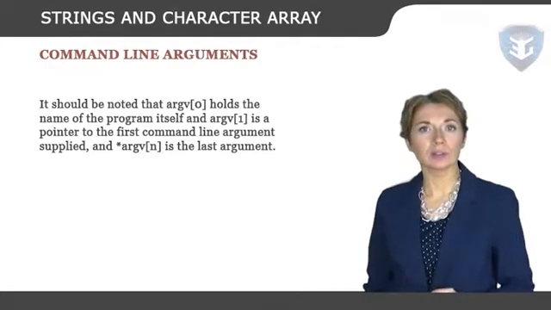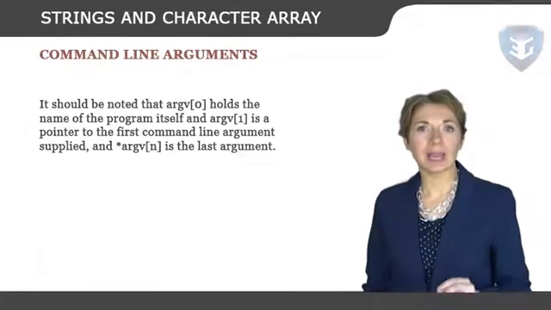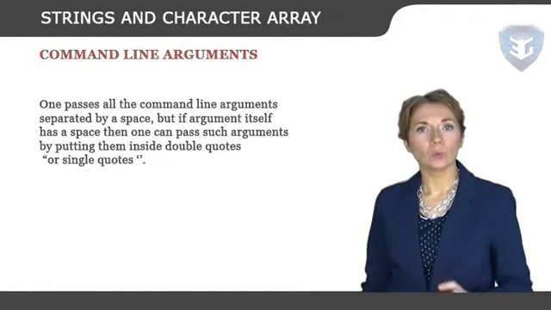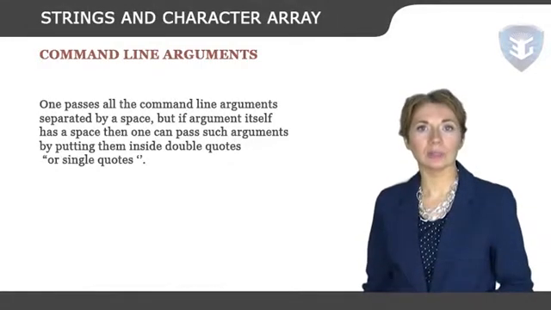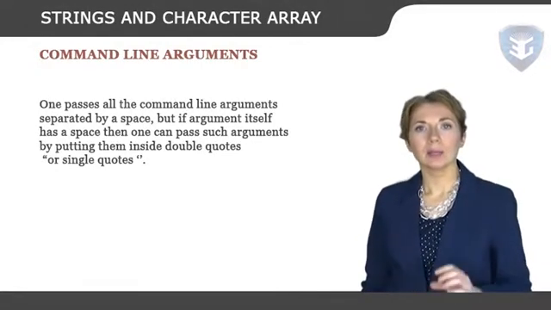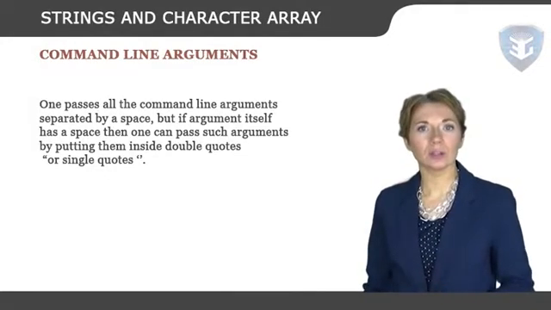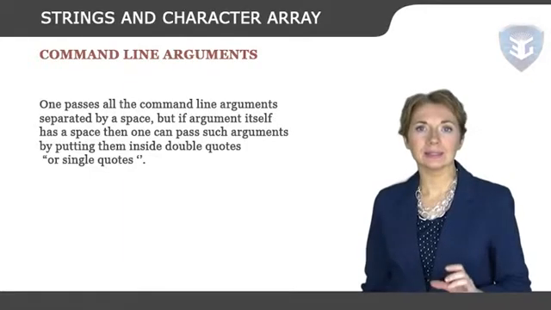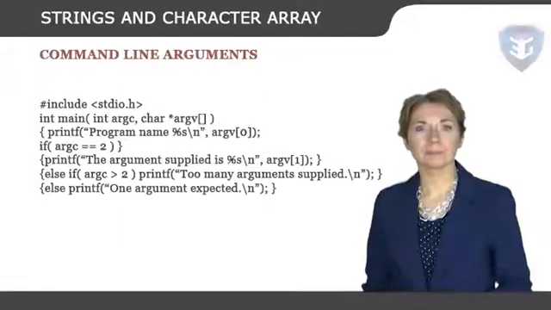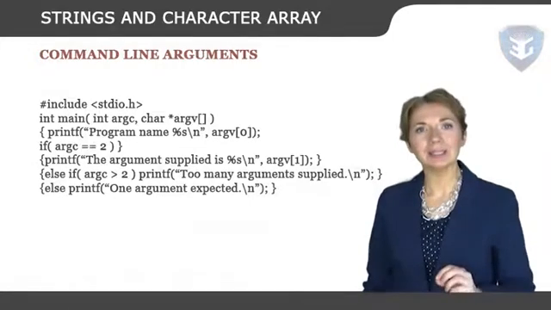If no arguments are supplied, argc will be 1. Otherwise, if one passes 1 argument, then argc is set at 2. One passes all the command line arguments separated by a space. But if the argument itself has a space, then one can pass such arguments by putting them inside double quotes or single quotes. Let's look at the example once again, where one will print the program name and also pass a command line argument by putting it inside double quotes.